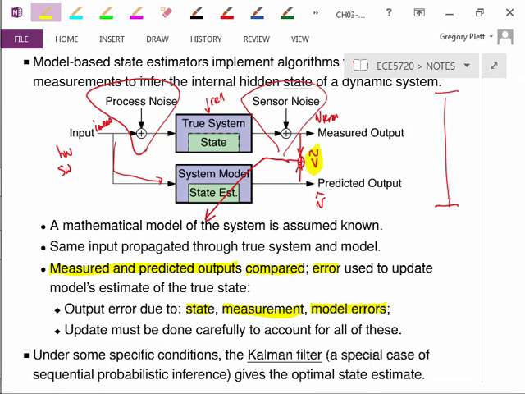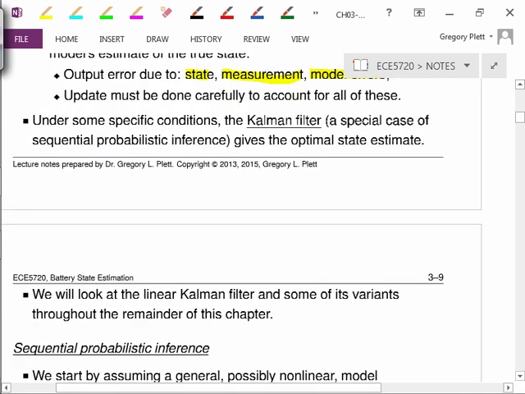So under some very specific mathematical conditions, there's a technology called the Kalman filter, named after its inventor, Rudy Kalman, back in 1960-61, which is a special case of something I'm going to describe in a minute called sequential probabilistic inference. This Kalman filter, under these specific conditions, can be mathematically proven to be the optimum internal state estimate of the system, given noisy measurements and so forth. So that's great. An optimum is nice.